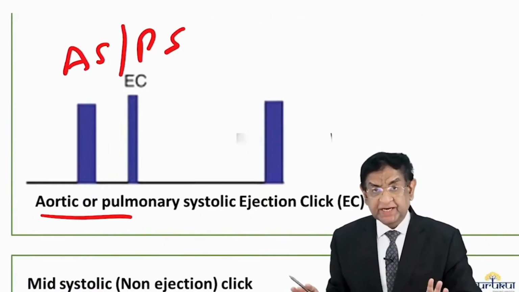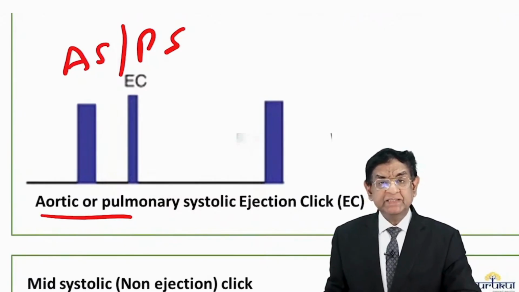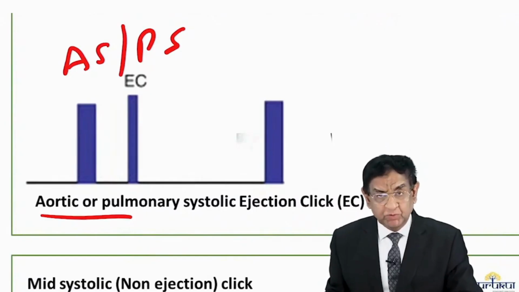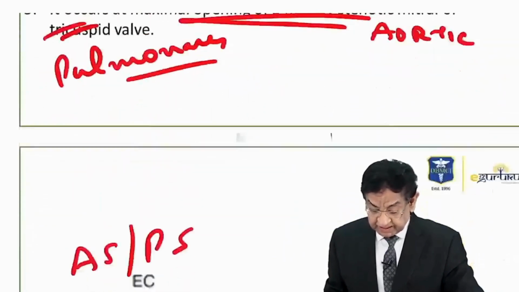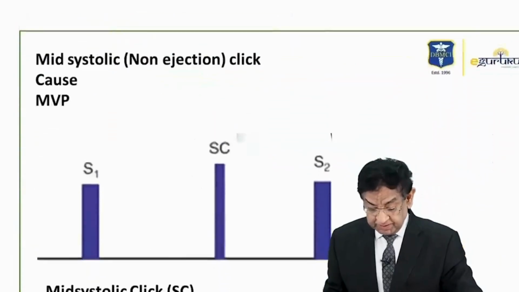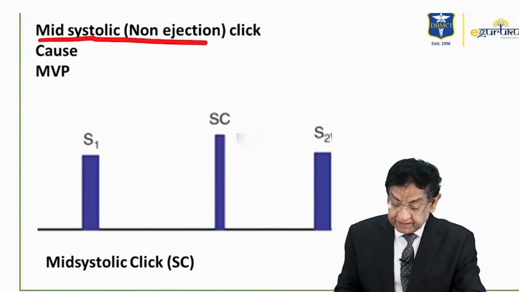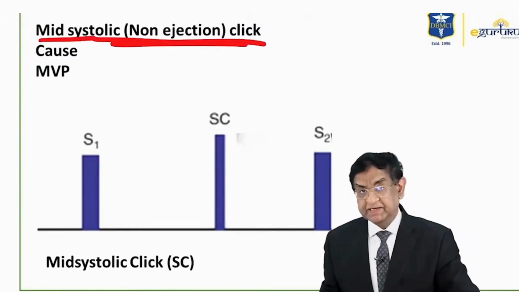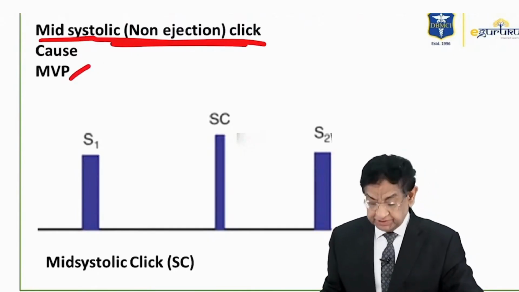One thing: all these opening sounds are produced by stenosis: MS, TS, PS and AS. And all these are high pitch sounds. But now we have something, the mid-systolic click. It is a non-ejection click. This we see in mitral valve prolapse, a very commonly asked question.